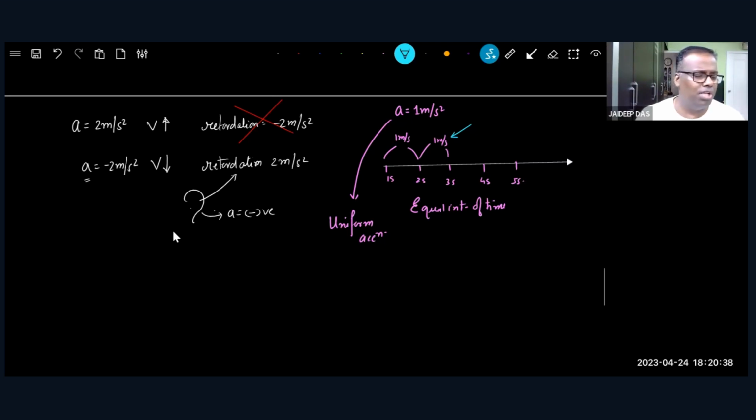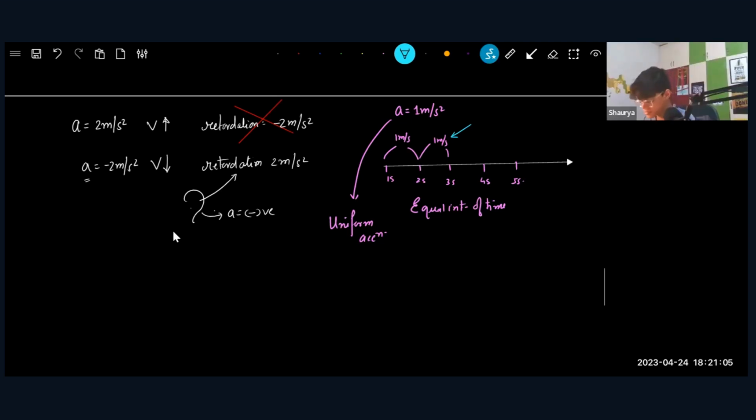If nobody asks you to define non-uniform acceleration, still you can define it. The body is moving in a straight line, but its velocity is changing by unequal amounts in equal intervals of time. So how should the engine sound? It will sound like this: sometimes increasing, sometimes decreasing, sometimes increasing, sometimes decreasing. Non-uniform. So that is called non-uniform velocity.